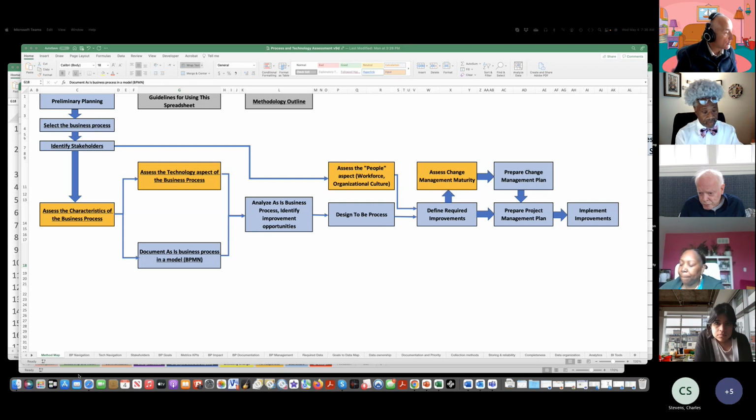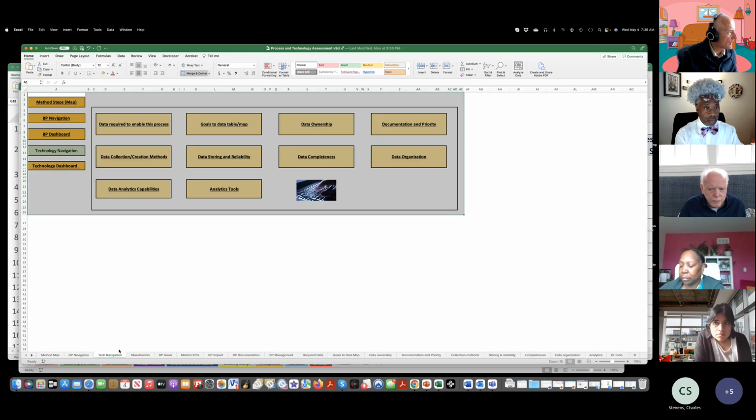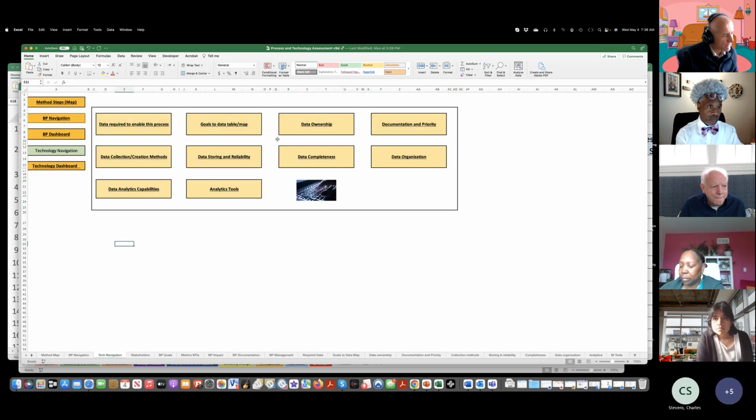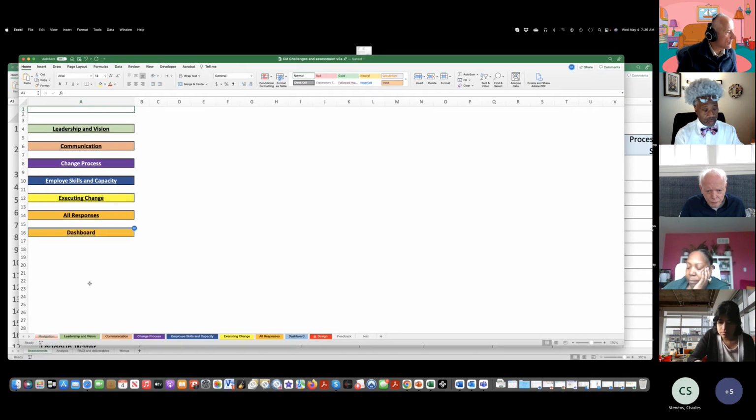So this is a whole spreadsheet that has navigation for the people, for the process components, and for technology. I don't want to spend too much time. I will share where this is so you can look at it. But what we thought we would do today is to look at a similar first cut at the tool that we would use for change management.